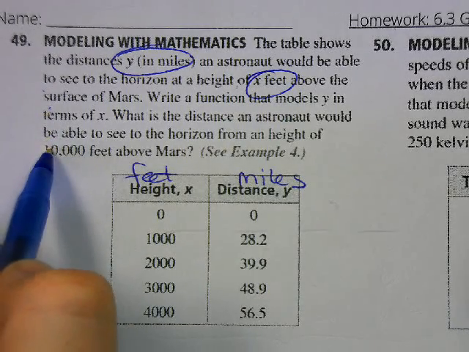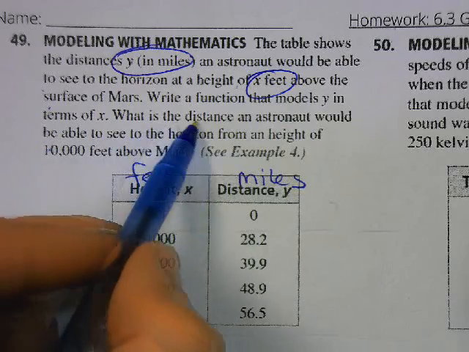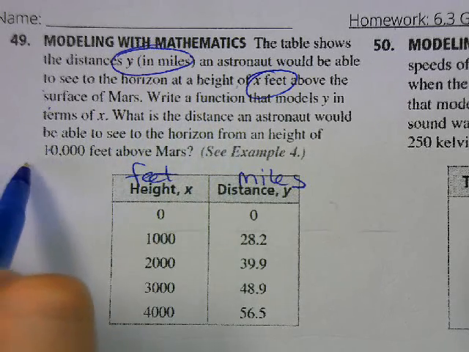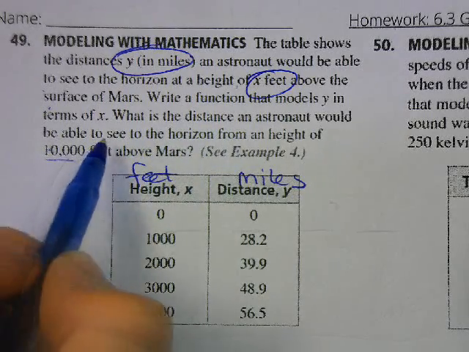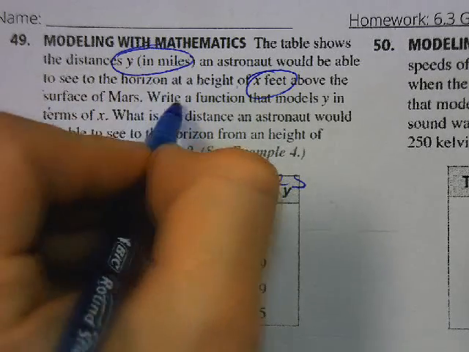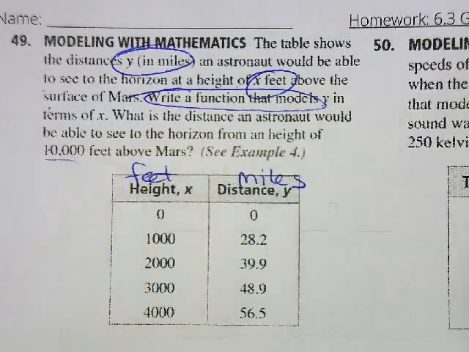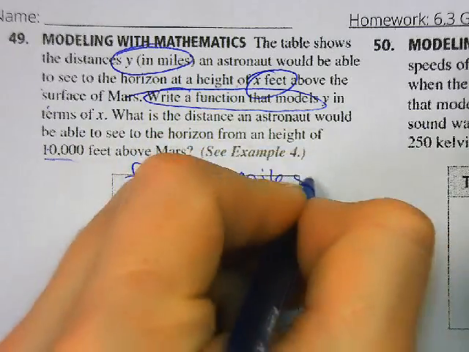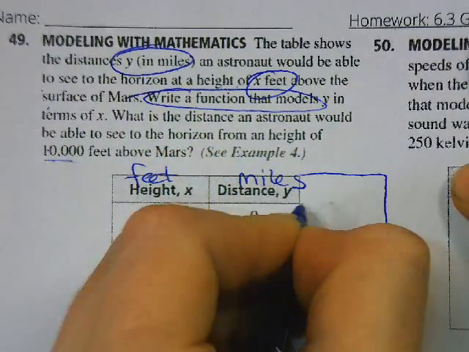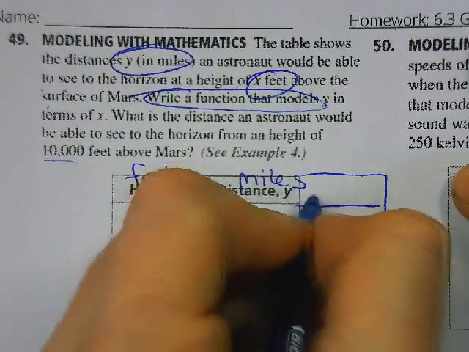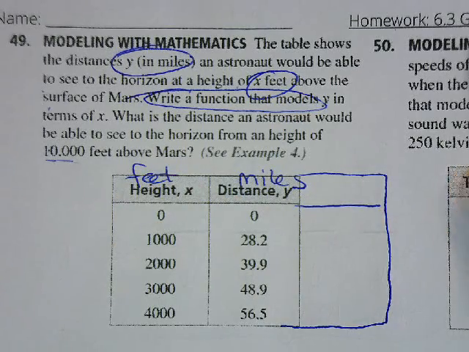So we need to write a function, and we're going to talk about what is the distance an astronaut would be able to see if they were at 10,000 feet. So step 1, just write the function. To be able to write the function, we're going to write one more column right over here. And this is going to be new function.